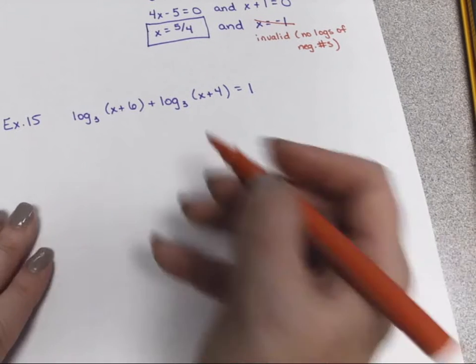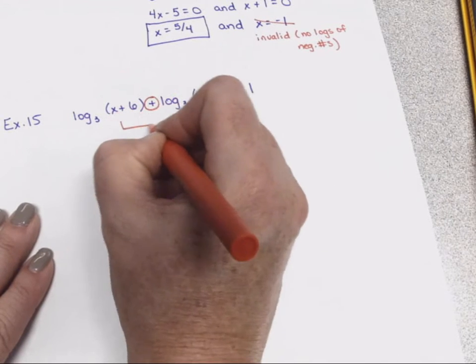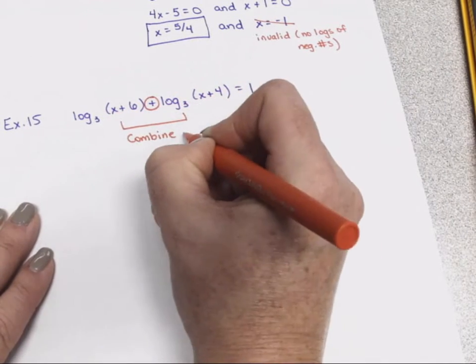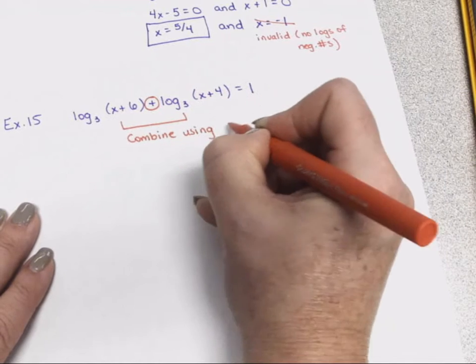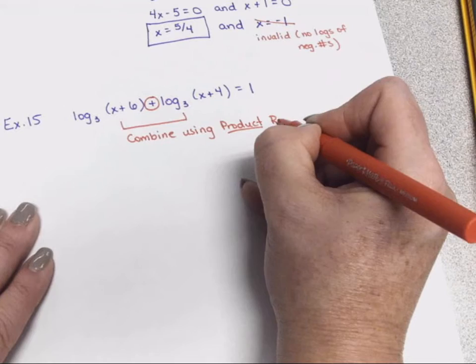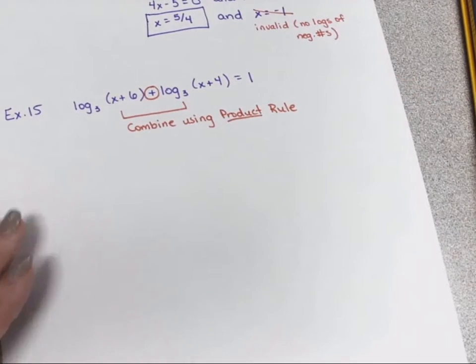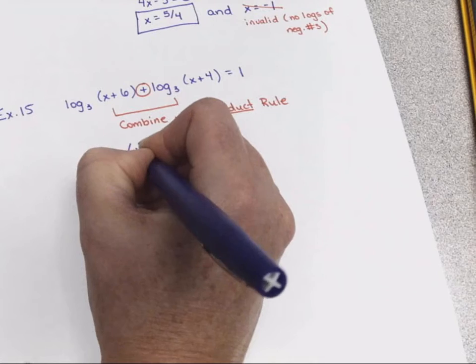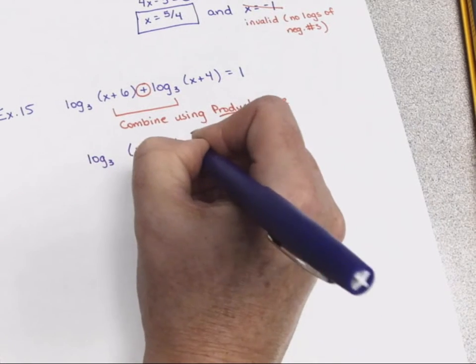Right, so the first rule is I want to combine these, right? So what am I going to combine? What rule am I going to use to combine, since I'm adding? Just like the last one. Product. So the product rule says that we keep the base the same, but we can multiply the two things we're finding the log of.